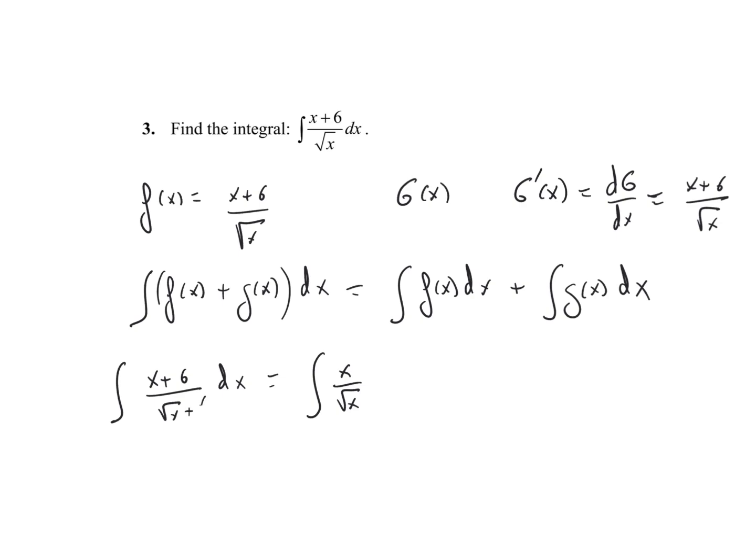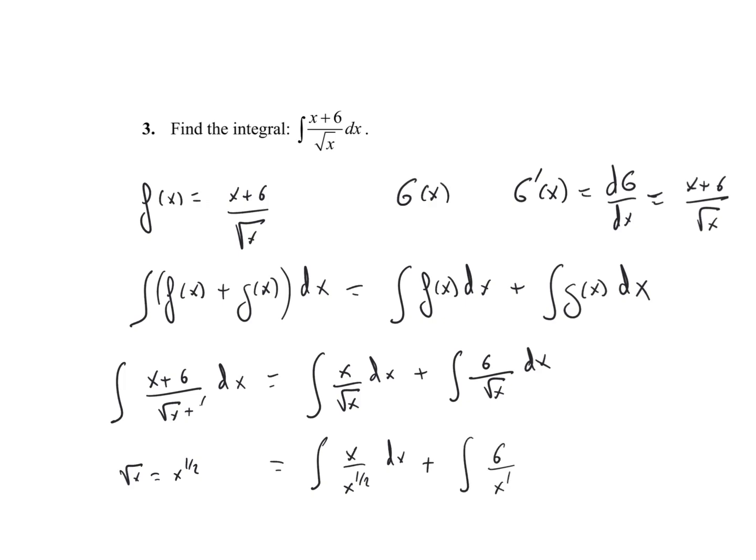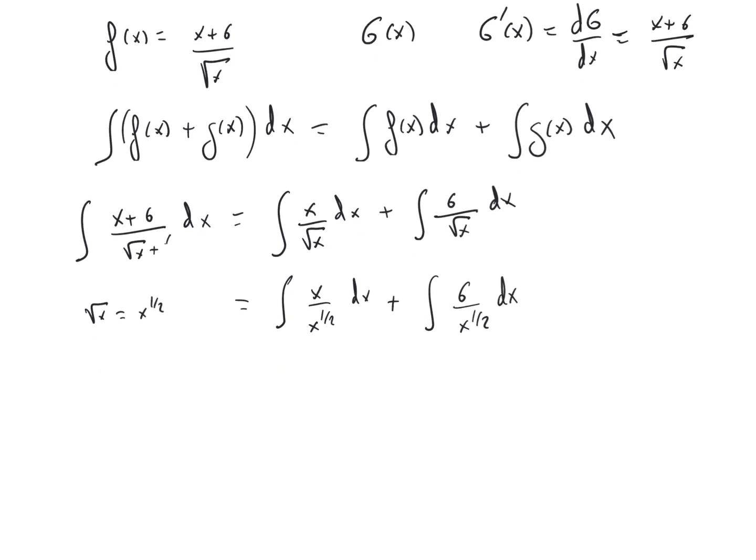I can split the numerator, plus the integral, the antiderivative of the function 6 divided by square root of x dx. So this will be the integral of x divided by x raised to the 1/2, because the square root of x is equal to x to the 1/2, dx, plus the integral of 6 divided by x to the 1/2 dx.